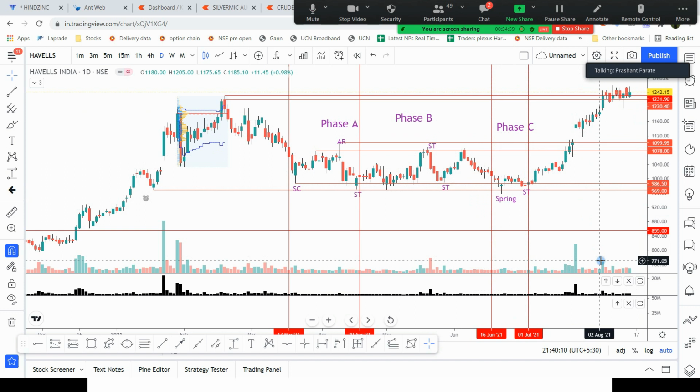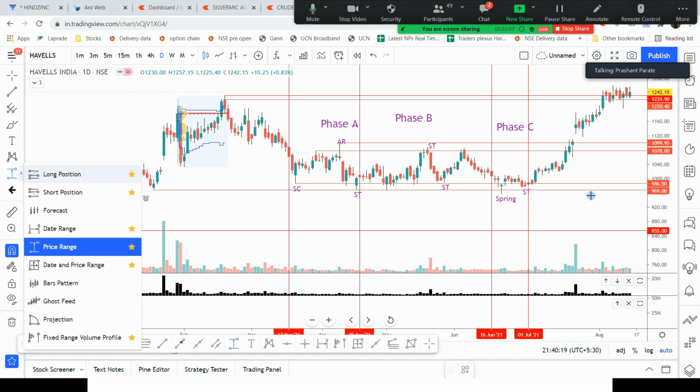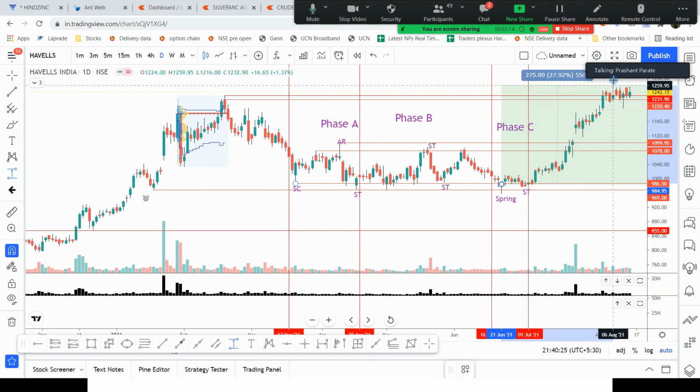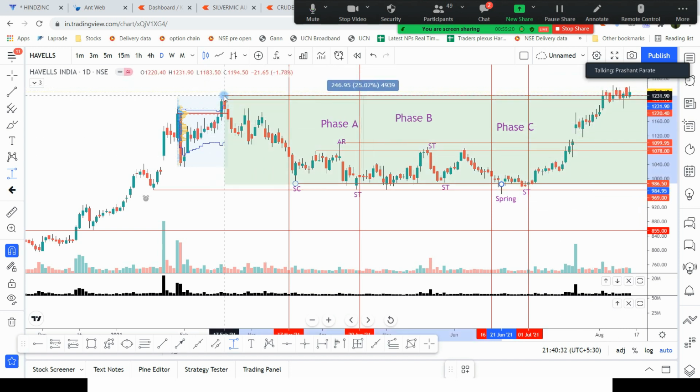So after a successful spring, it can give nice up moves. And here the stop loss was very small, around 27 rupees, and it went on to about 275 rupees till the recent high, which means almost 10 times the risk, and around 8 or 9 times till my profit booking levels.